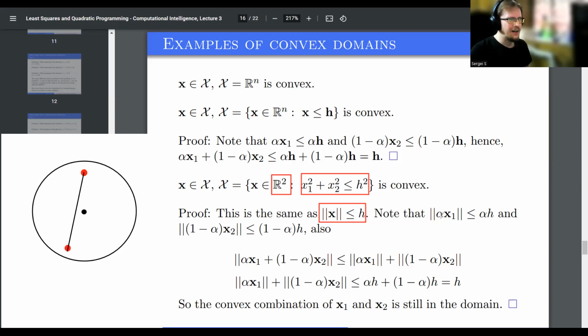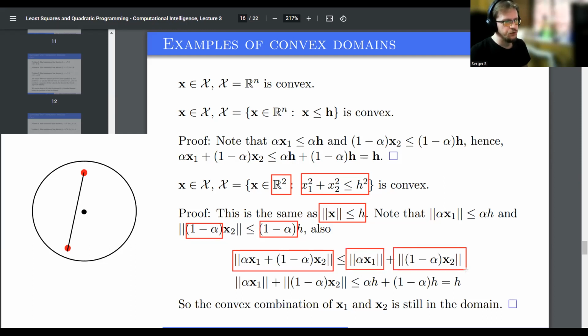So first of all, since x1 by norm is less than h, then alpha times x1 by norm would be less than alpha h, right? Scaling the vector with the scalar. Okay. Next, we can do the same thing with x2, but multiply it by 1 minus alpha. Good. The norm of this linear combination, and that's what we want to prove is less than h, would have to be less than or equal to the sum of the norms of those two vectors.